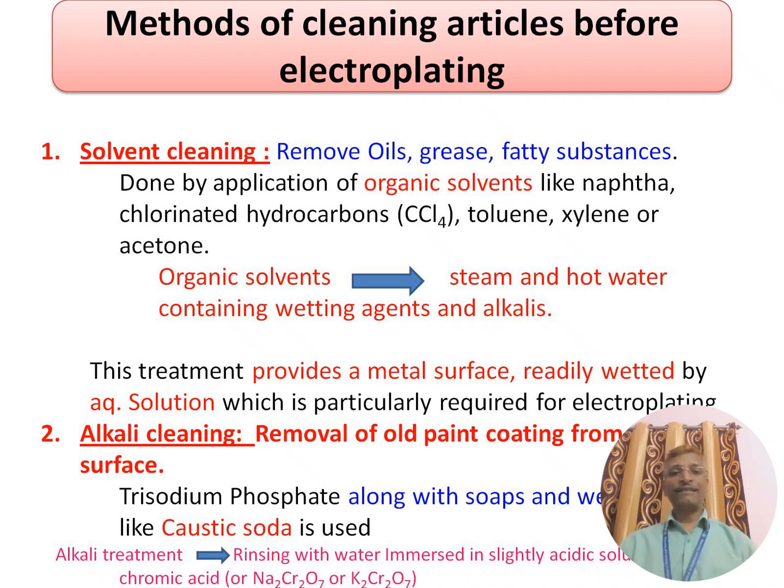And the second method, alkali cleaning. This is for removal of old paint or old coating materials from the surface. Even the same, simple: you look, some paint is removed or partially coming out from the object. Then what do we have to do? We have to rub it, use some sand paper or something, and remove it. But here we can use one more method for industry. Trisodium phosphate along with soap, or else caustic soda, will be used to clean such cases.